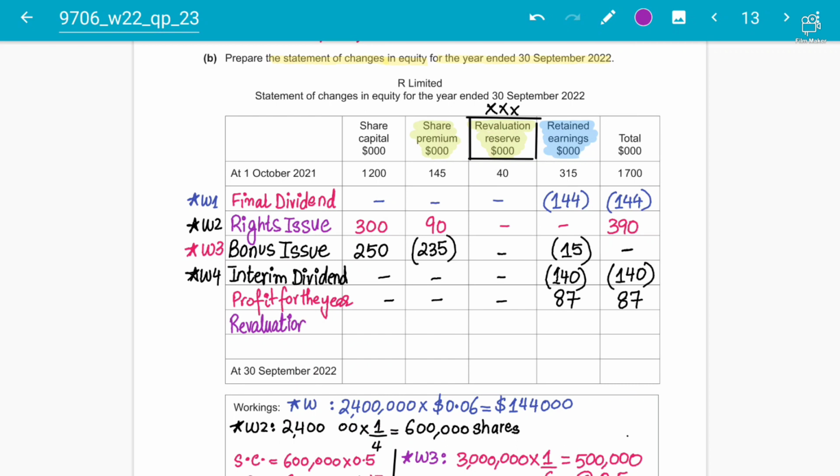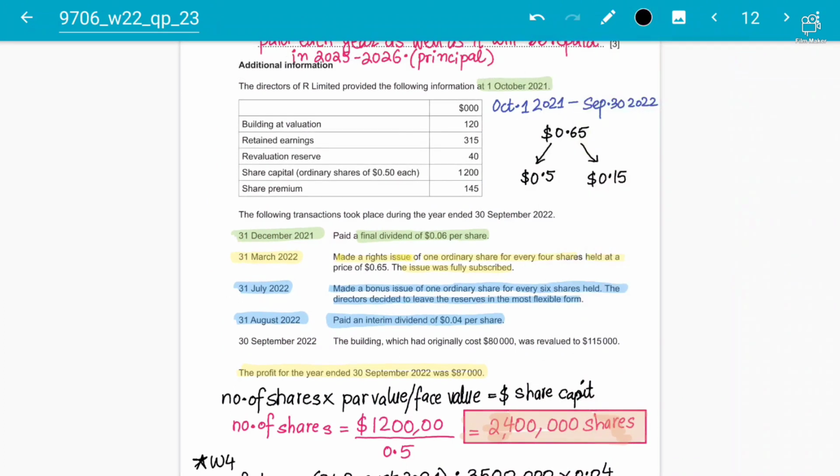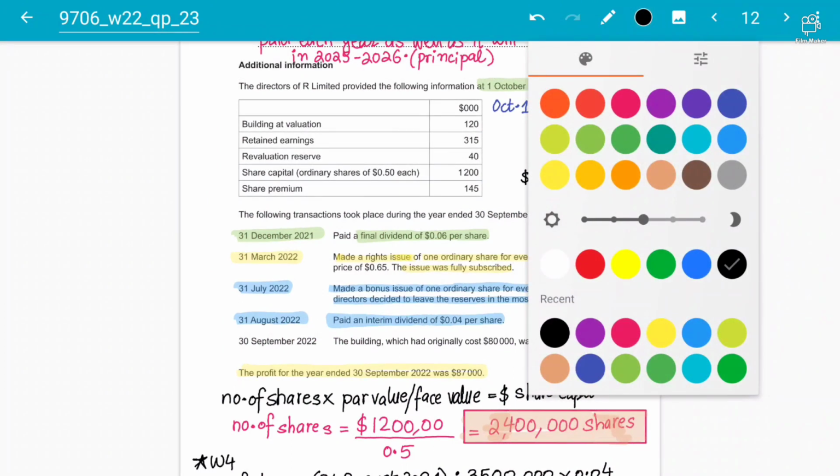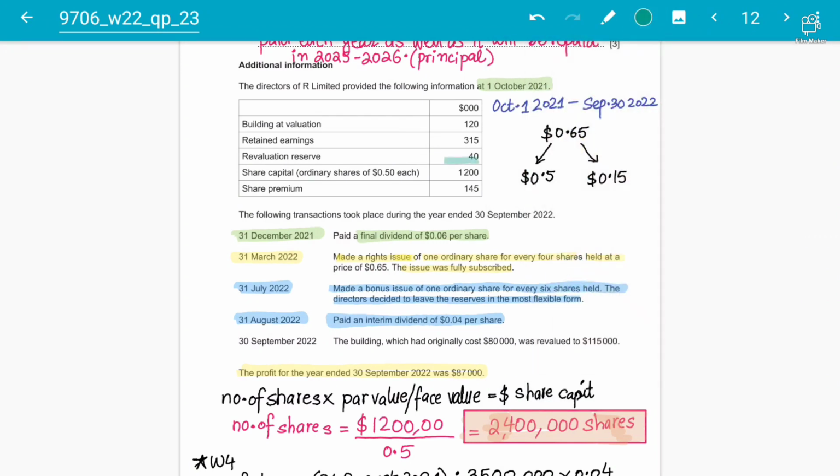And the last one is revaluation reserve, that students get a bit of a problem with. So the revaluation adjustment that I'm doing is working number 5. Now let's talk about the revaluation adjustment, that is the last adjustment for this question. So students need to understand that revaluation is basically at the start of the year. Revaluation is $40,000 at the start of the year, and they are giving the option that at 30th September, at the end of the year, the building which had originally cost 80,000 was revalued to 115,000.